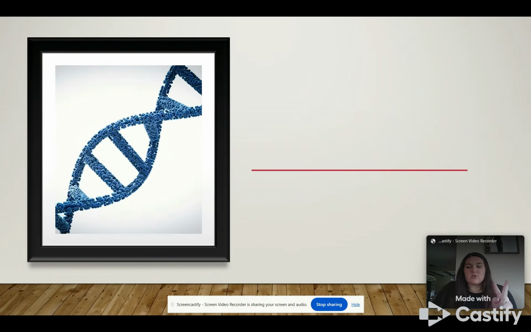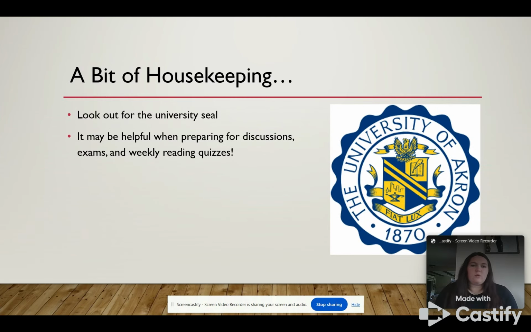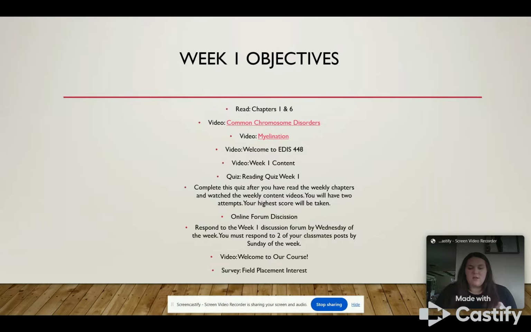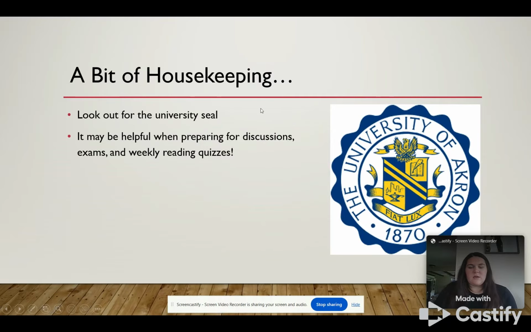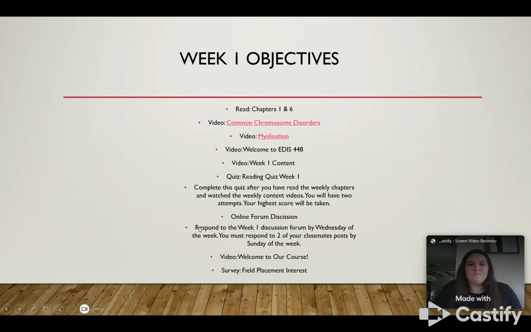Week 1 covers 2 chapters. We are going to be learning about the genetics underlying developmental disabilities, and fetal development. As you read through these PowerPoints, you need to be on the lookout for our university seal. The seal is going to be the clue that you need when you are working on your reading quiz. Okay? These are those objectives again from the week that are on Brightspace listed here.